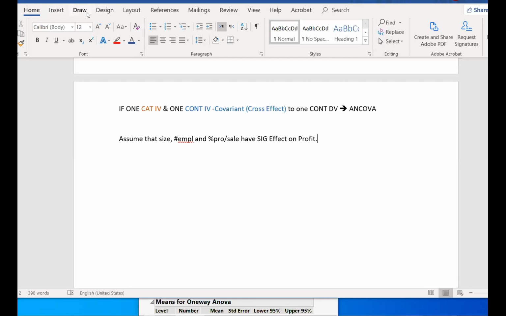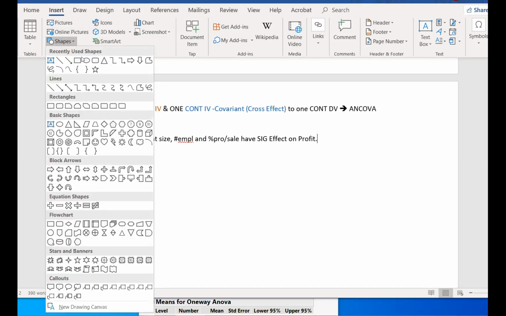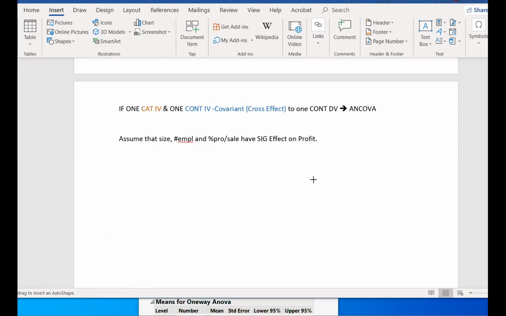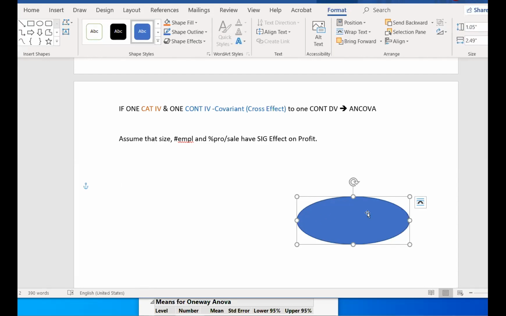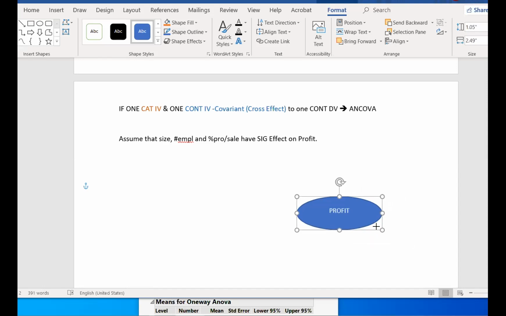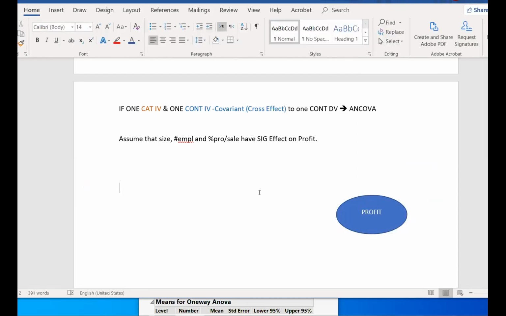I go here, I put insert. I'm going to graph some small shapes here, okay? Shapes. And I want some circles. I'm going to write inside this. Let me see if it's possible to write down. Yes. So this is representing profit. Profit is being influenced by, I don't want to redo this, I just copy it and just paste it.